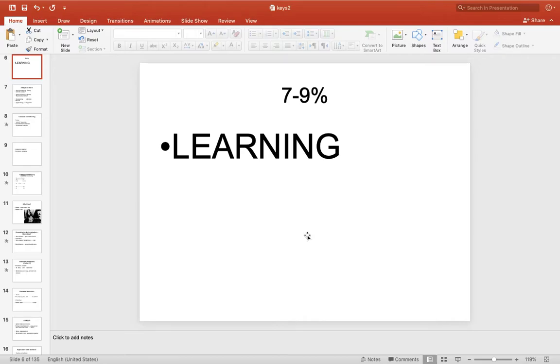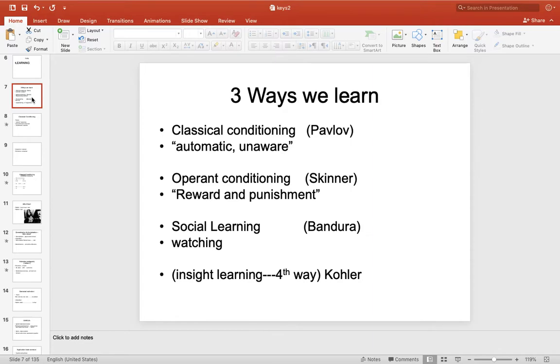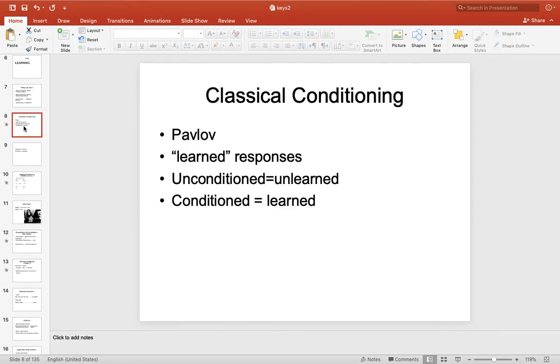This chapter is 7 to 9% of the test. Really, really important chapter. You want to know it really well. Overall, we learned three big ways: classical conditioning, operant conditioning, and social learning. Remember, conditioning means learning. There's a couple others like insight, but these are the big three right here. So, classical conditioning, that's Pavlov.